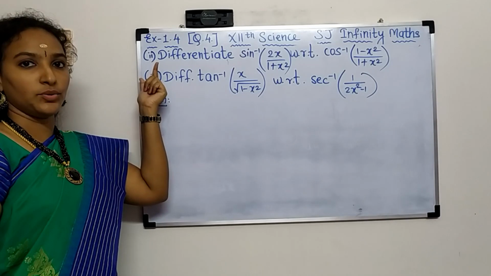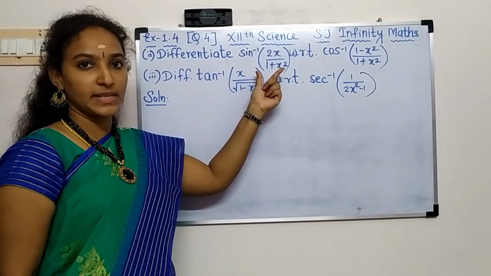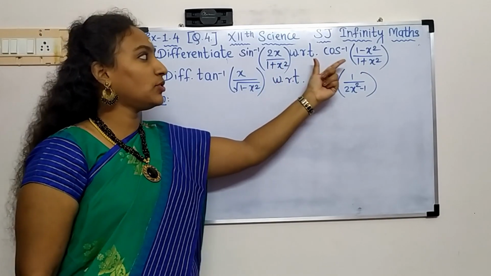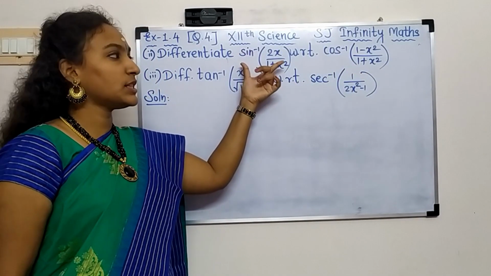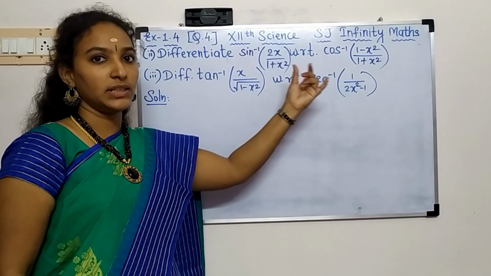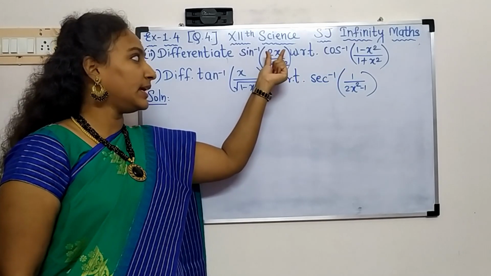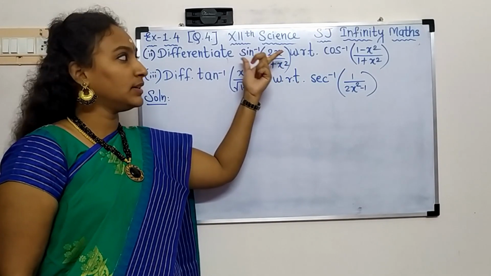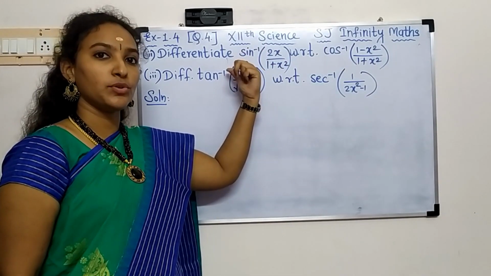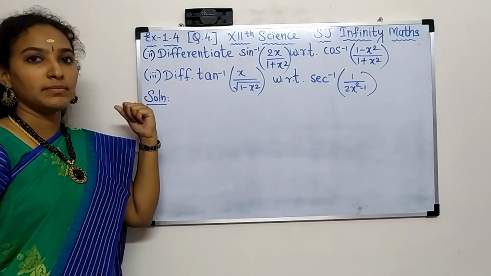See, question number 2, we have differentiate sin inverse 2x upon 1 plus x square with respect to cos inverse 1 minus x square upon 1 plus x square. So this question is very easy to solve. Consider this as u and the other one as v. In place of x, put x equal to tan theta. Okay. This type of problem we solve so many times, so please try it yourself.